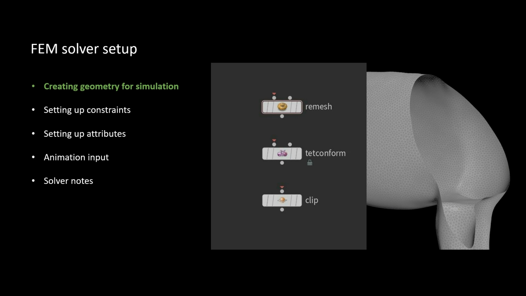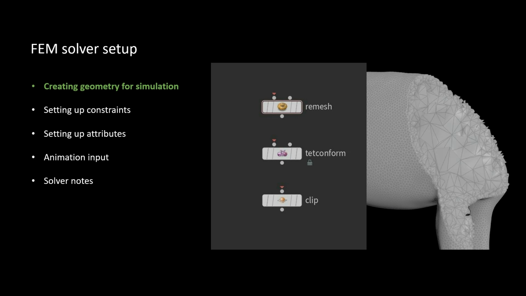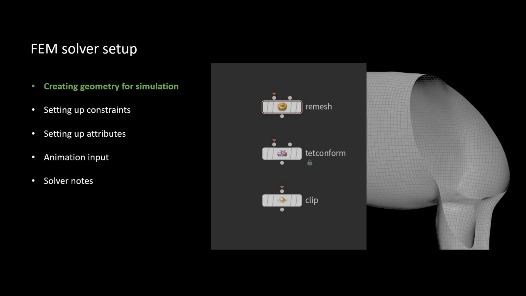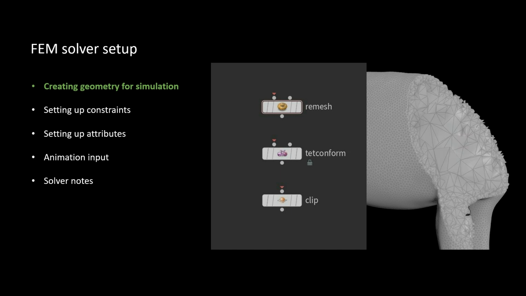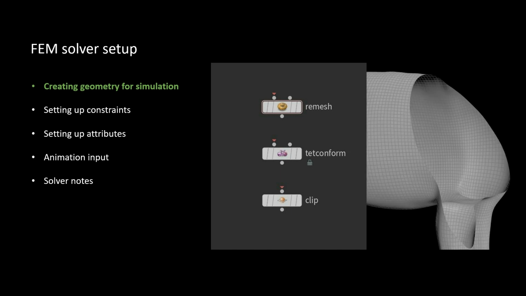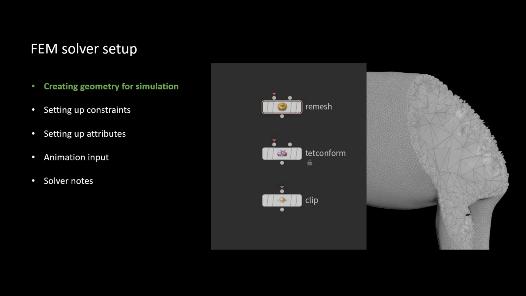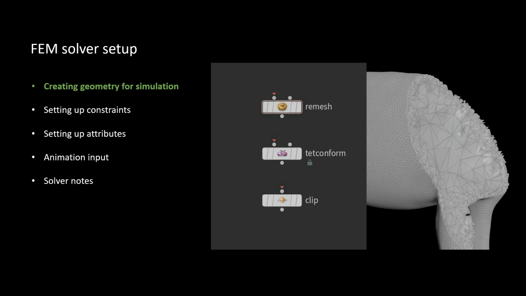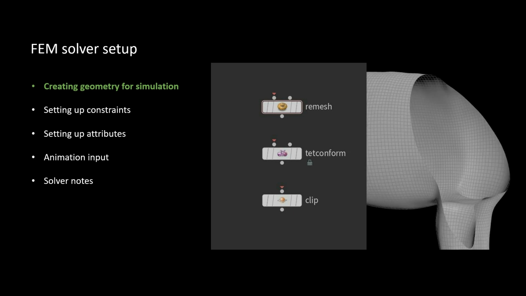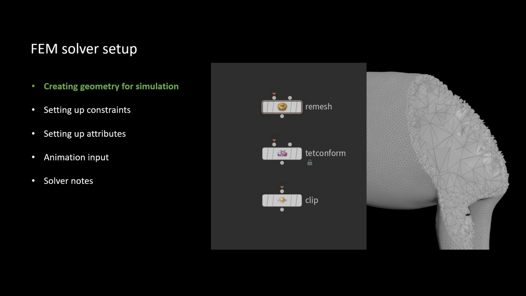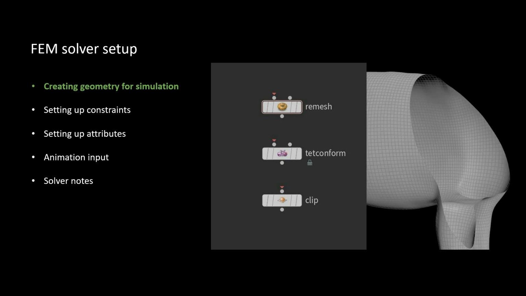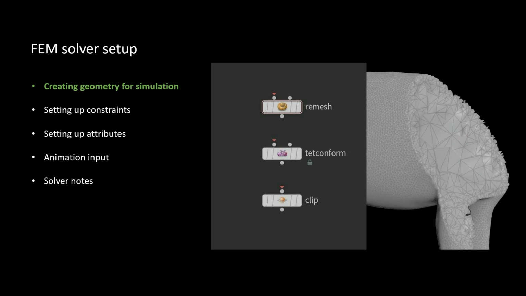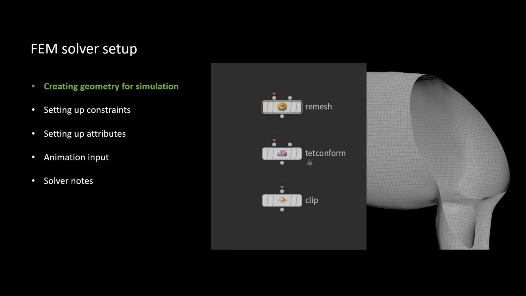The way you set up geometry like this is you take your high-res model and then you remesh it to get a nicely dense triangulated surface mesh, and then you use a TetConform node to fill in the volume of this pig. And then at the bottom, we use the clip node, since it's a volumetric mesh, it's nice to have this node to be able to inspect the insides, like the density and the size of the tetrahedrons. So that's a good node for troubleshooting.